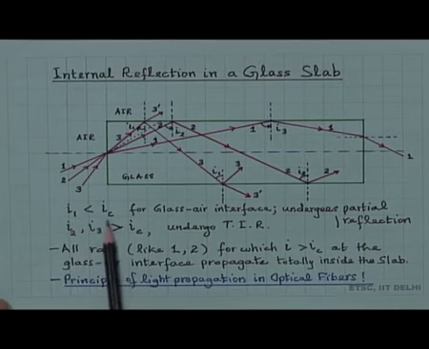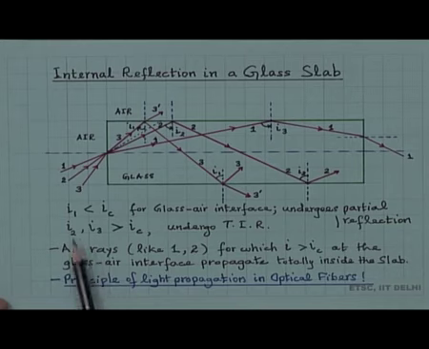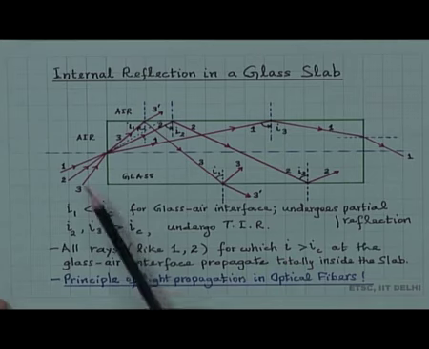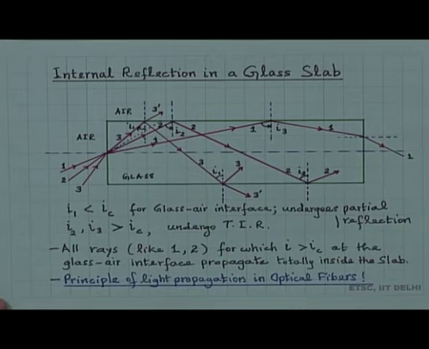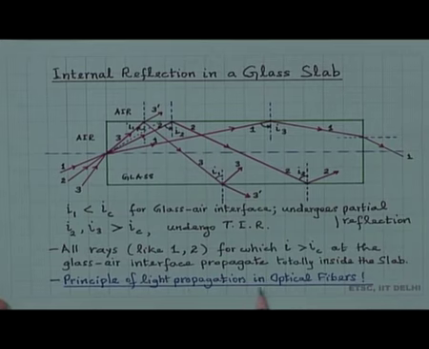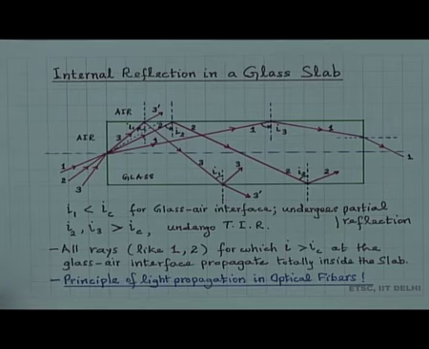I 1 is less than I c for the glass air interface, and undergoes partial reflection, while I 2, I 3 are greater than I c, which undergo total internal reflection. All rays like 1, 2, for which I is greater than I c at the glass air interface, propagate totally inside the glass slab. This is the principle of light propagation in optical fibers. So, we will see optical fibers. What are optical fibers? This is our next topic.